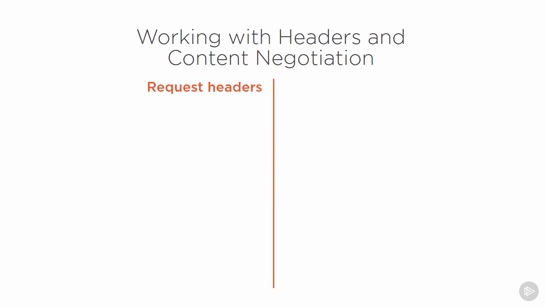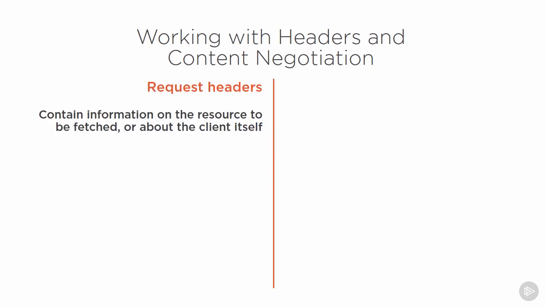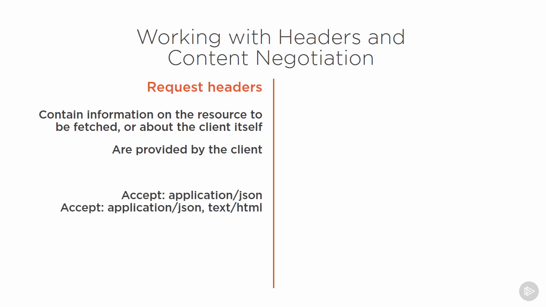The headers of a request contain more information on the resource to be fetched, or about the client itself. It's the responsibility of the client, be it the browser or our HTTP client instance, to provide these. We'll encounter a few of these throughout the course, but a common request header we'll immediately use in the next demo is Accept. This tells the server the media type the client is willing to accept. For example, JSON, or preferably JSON, and then HTML.